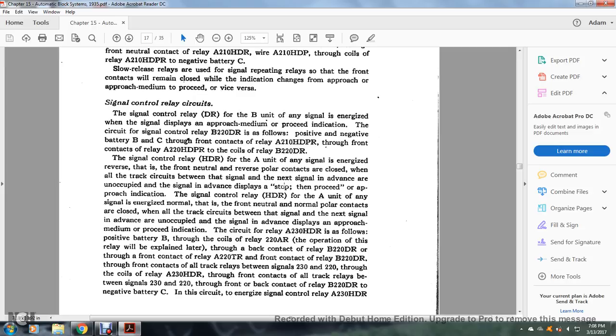from the positive battery B through the coil of the relay 220 AR, the operation of which will be explained later, through the back contact of the relay B220DR, through the front contact of relay A220 TR, over the front contact of relay B220DR, through all the contacts of the track relays between signals 230 and 220, through the coil of the relay A230 HCR, over the front contacts of all the track relays between signals 230 and 220, and the back contact of relay B220DR to the negative battery C. This is the circuit of the energized signal control relay A230 HCR.